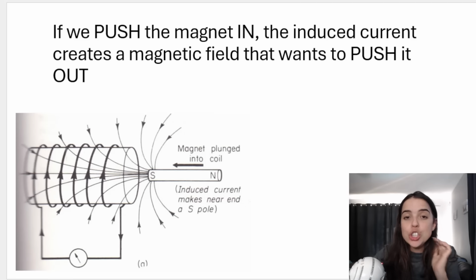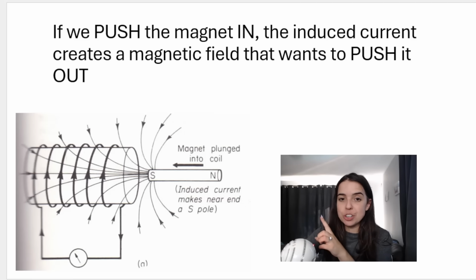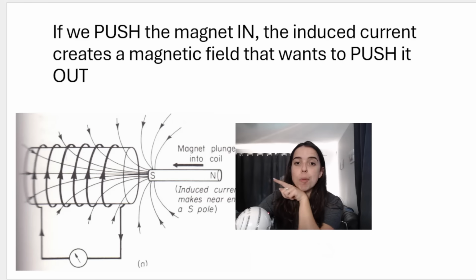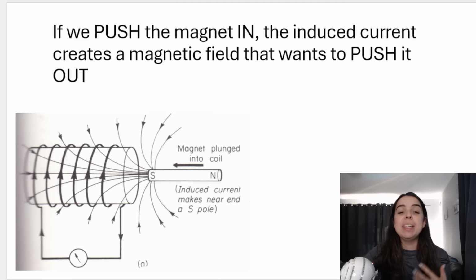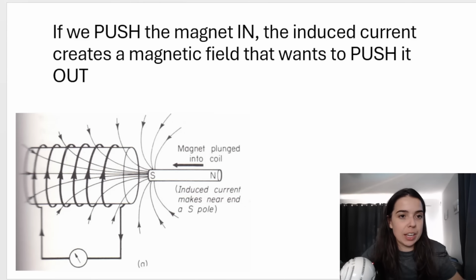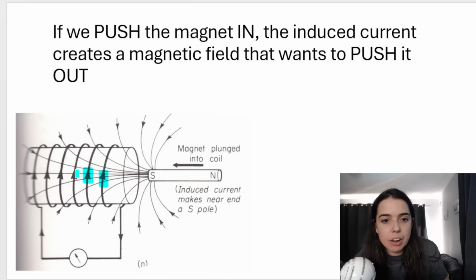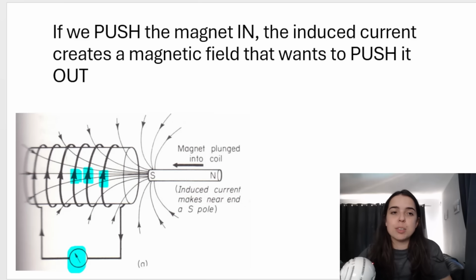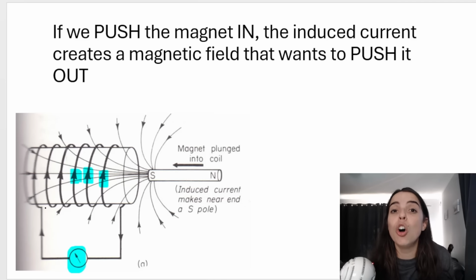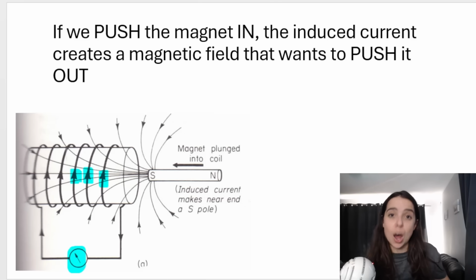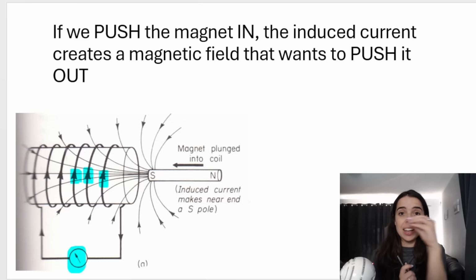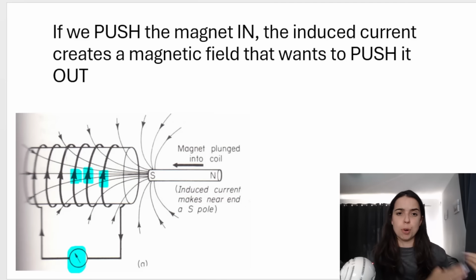So if we push a magnet in, take a look at this picture over here. Here's a magnet right over here. We're pushing it into the coil. We're pushing the magnet in. There will be an induced current. And we can see that over here indicated by the arrows. There's now a current flowing through the coil. The galvanometer is deflecting, which means there's a current. Okay, so we push the magnet in. There's now a current. That current creates its own magnetic field. And that magnetic field is going to want to push the magnet out. So we are pushing the magnet in. The new magnetic field is going to want to push it out.